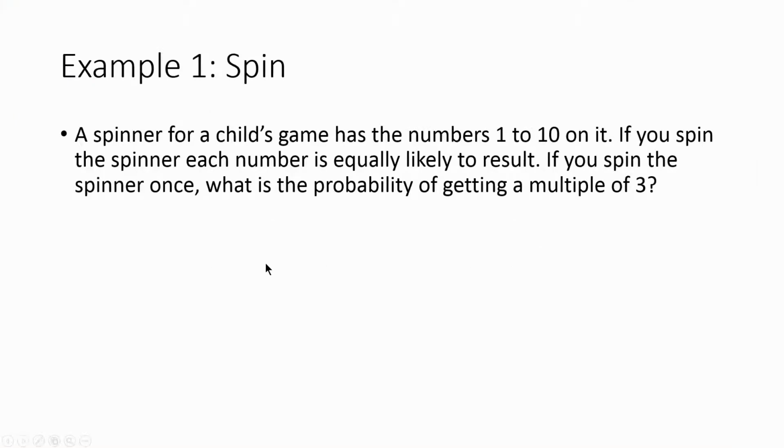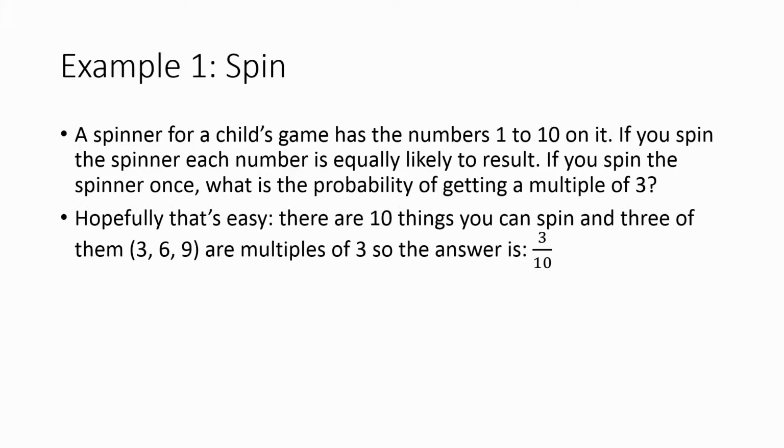If you spin the spinner, each number is equally likely to be chosen, and if you spin the spinner once, what's the probability of getting a multiple of 3? Well, hopefully that's pretty easy. There are 10 things you can spin, and 3 of them, namely the numbers 3, 6, and 9, are multiples of 3. So the answer is 3 in 10. Now what if you spin it 8 times? If you spin it 8 times, what's the probability that exactly 2 out of the 8 spins will be a multiple of 3?